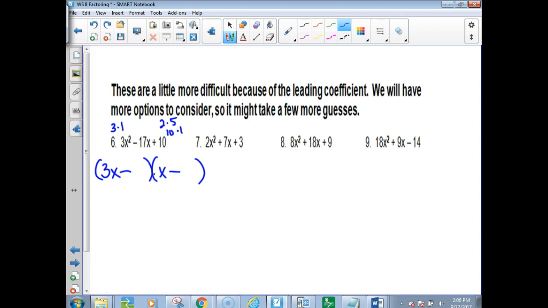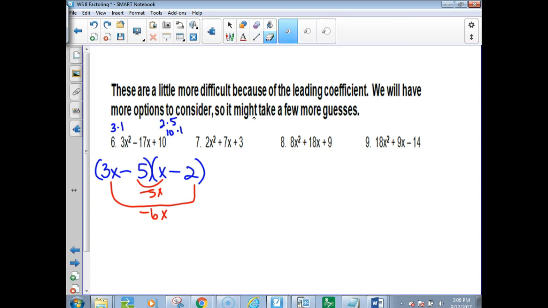So let's try the 2 and the 5. So let's say I did the 5 here and the 2 here. I just want to show you how you can check if this is going to work or not. This would be negative 5x. At the end would be negative 6x. Negative 5x plus negative 6x is not negative 17x. So then if you did it wrong like that, which you should always check, okay, this is not right.